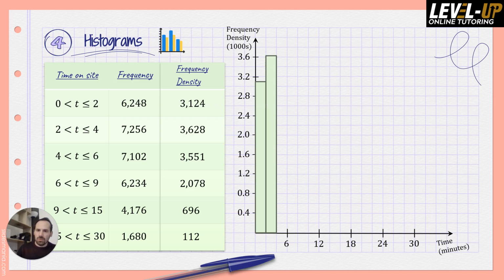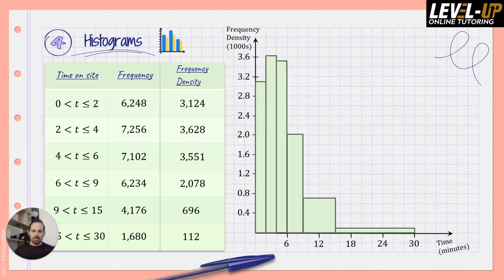The next one is also 2 wide. Then the next one along, you see how the bar is actually a little bit wider now, because it's 3 wide, and the bar goes up to 2,078. The next one's even wider still, and then the last one's very wide but very short. And when we have something like this, it allows us to see the distribution, and we can plot almost like a line of best fit through it.